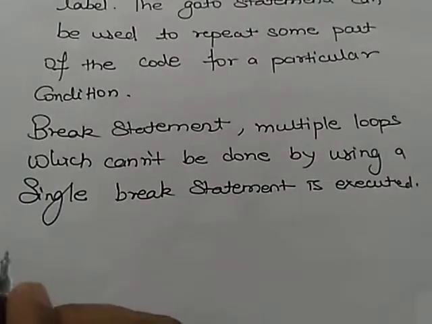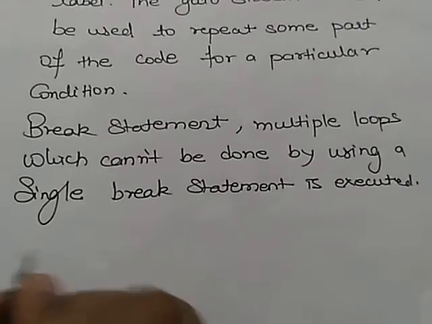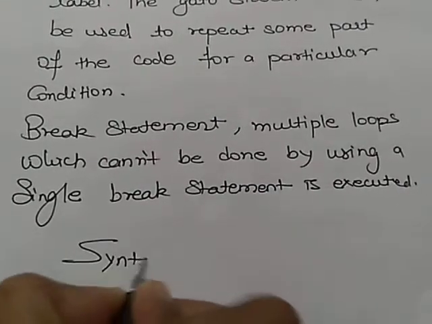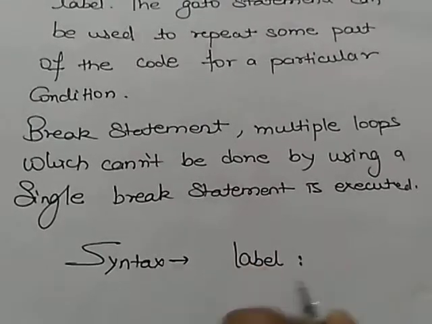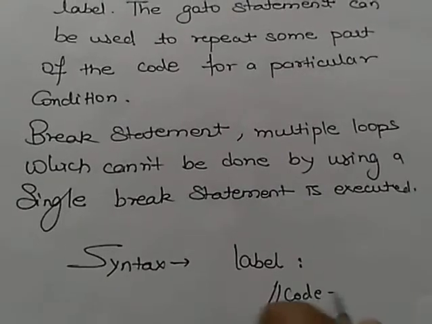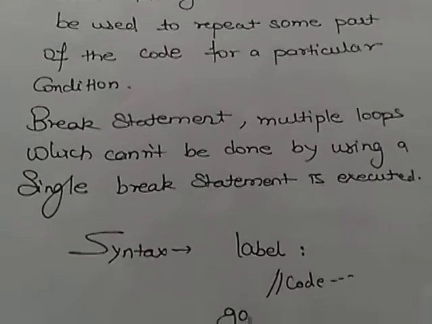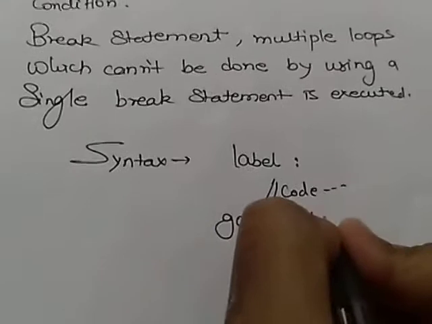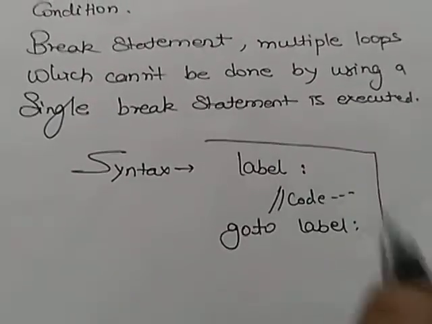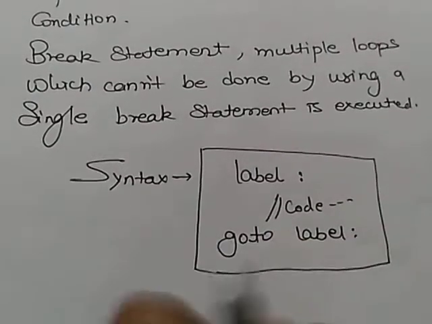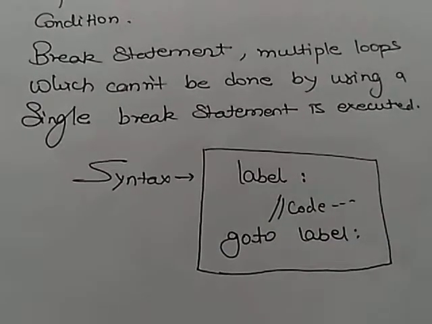Now, the syntax for using the goto statement is given by: we have to use a label, we have to write code here, and goto is defined and the label is mentioned here. So this is the syntax to use a goto statement. Now let us write a program, with the help of which we can understand the goto statement.